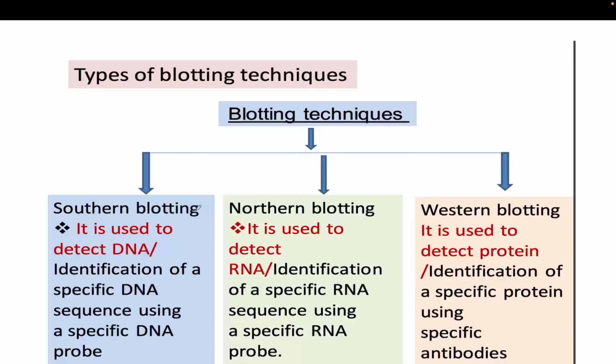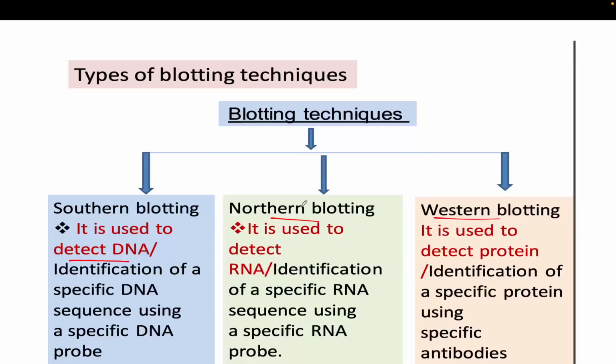First one is the Southern blotting, second one is the Northern blotting, and third one is the Western blotting. Okay, so Southern blotting is generally used to detect DNA. It is the identification of a specific DNA sequence using a specific DNA probe. In Southern blotting, you are detecting the DNA by using a specific complementary DNA probe.